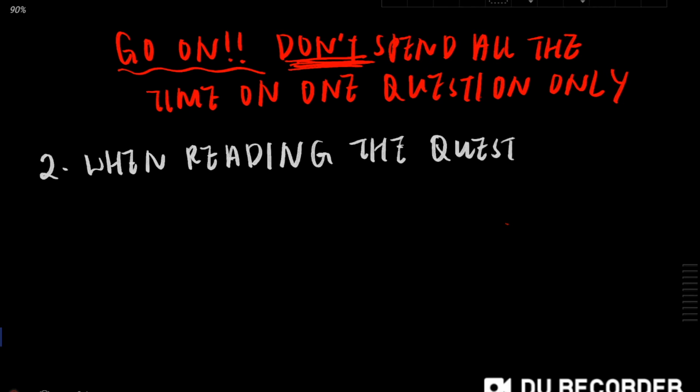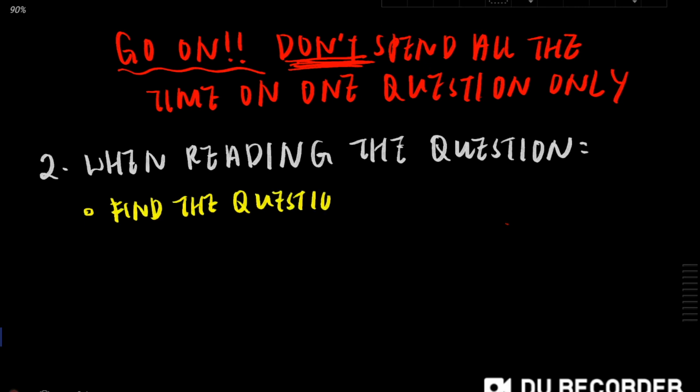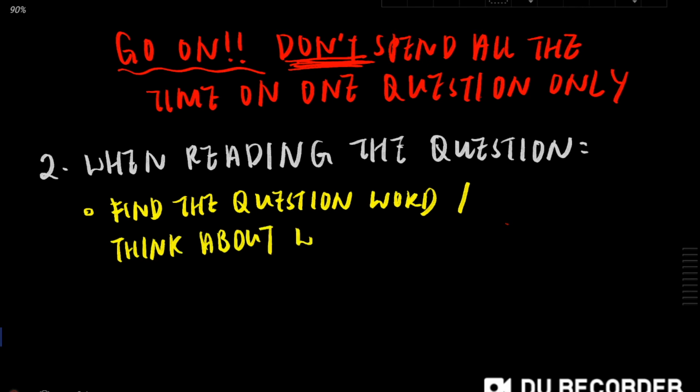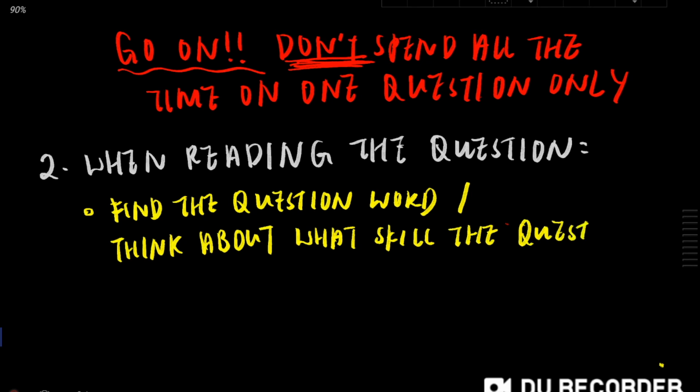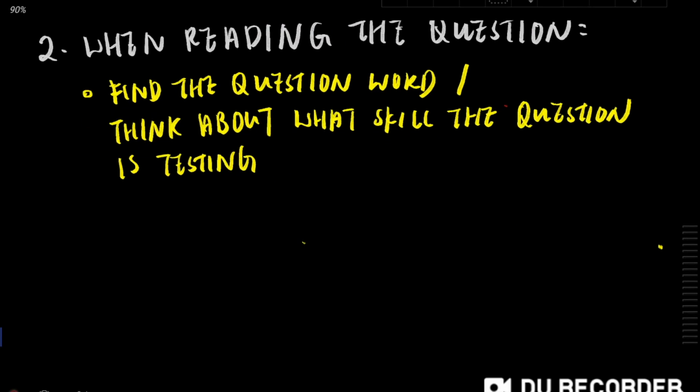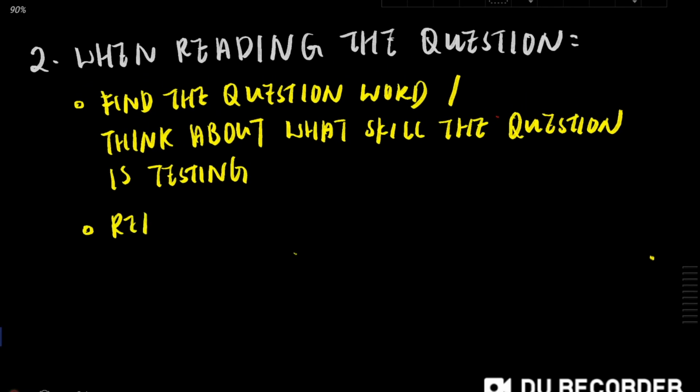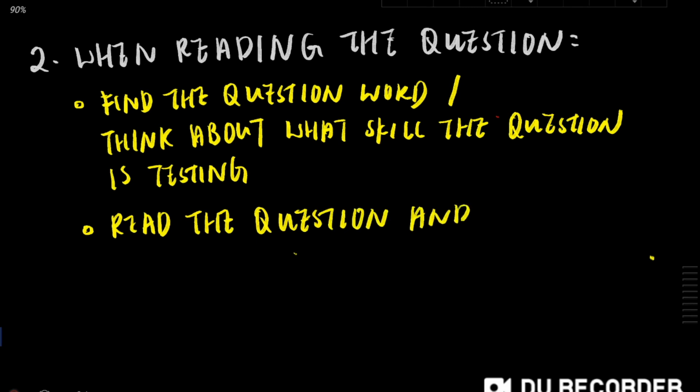Also, when reading the question itself, there are several things you need to look for. The first thing is you need to find the question word. So remember all those tasks that you have completed about different skills, such as to what extent, trace and explain, etc. So after looking for the question word, you need to think about what skill the question is testing. Sometimes they don't say it directly, so you need to guess it after reading the question.